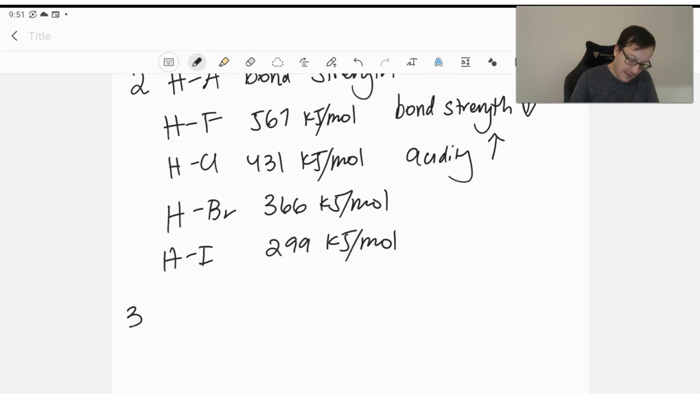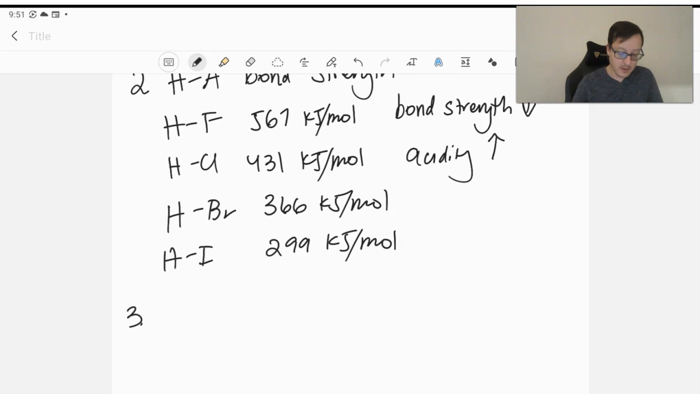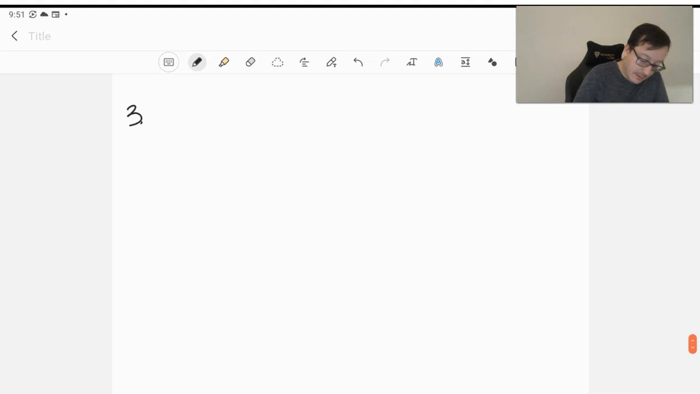And then the last factor in predicting the acidity is very important for OChem. So if you're going to take organic chemistry, this is the one you're going to focus on the most. It is the stability of the conjugate base.